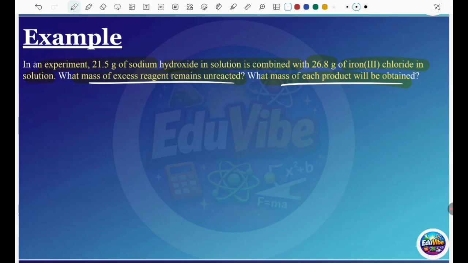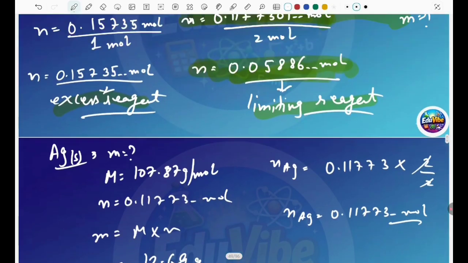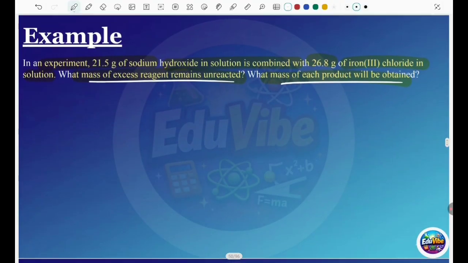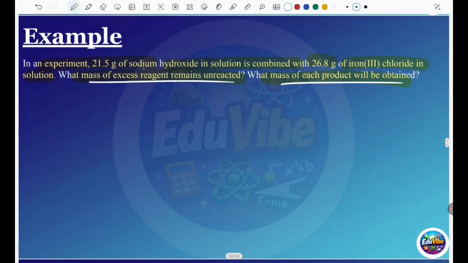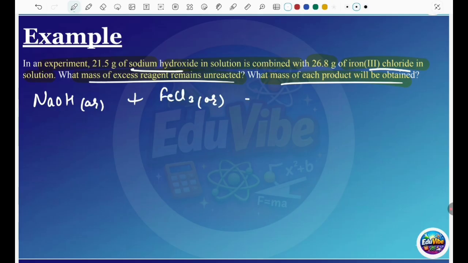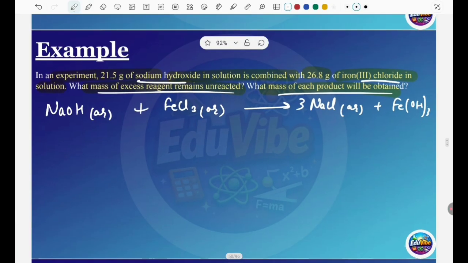Basically, the ICE table works like this. Firstly, we have to create the equation and balance it. We have to find the limiting and excess reagent, as we did over there, and follow the same process at first. So what's the reaction? Sodium hydroxide with iron(III) chloride. It's NaOH aqueous plus FeCl3 aqueous gives NaCl, again aqueous, plus Fe(OH)3. This is a double replacement reaction. Quickly, we have to balance this.